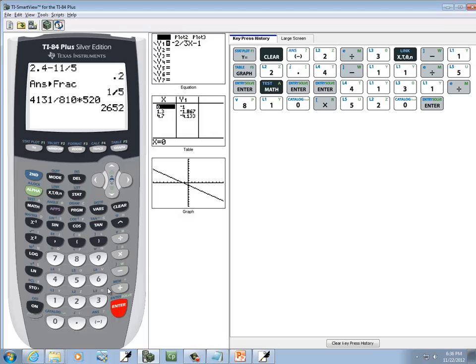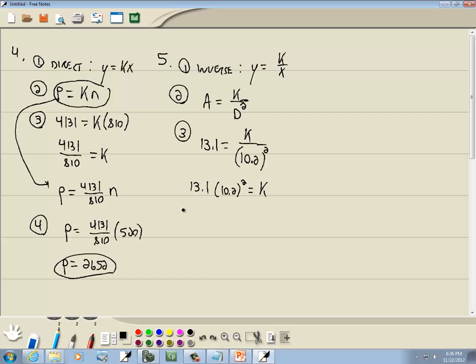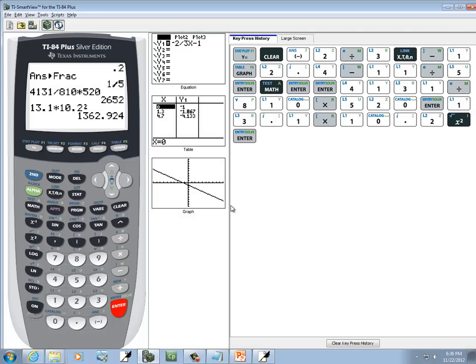And let's see what that gives us. 13.1 times 10.2 squared. Enter. And I get K is equal to 1362.924.